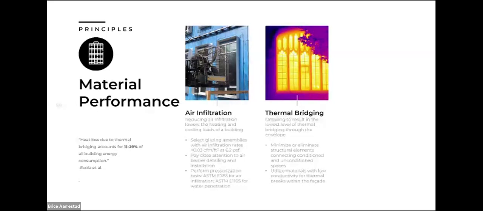So you're looking at glazing assemblies with air infiltration rates probably less than 0.3 cubic feet per minute per square foot when 6.2 pounds per square foot of pressure is applied. And then paying close attention to the detailing, making sure that you're installing in a way that is preventing nail holes from being sources of air infiltration. You can do some testing on it as well, performing pressurization tests. So ASTM E783 for air infiltration, ASTM E1105 for water penetration.